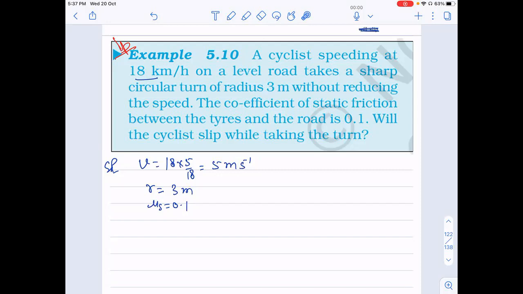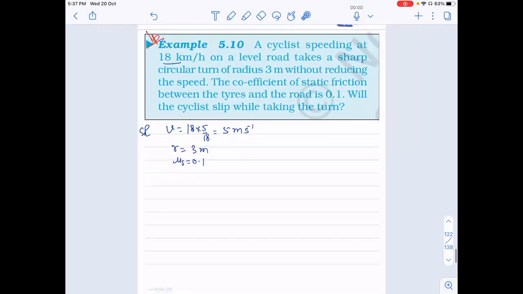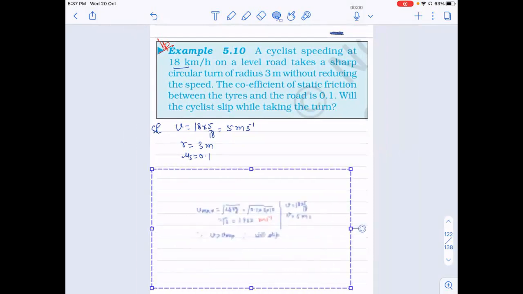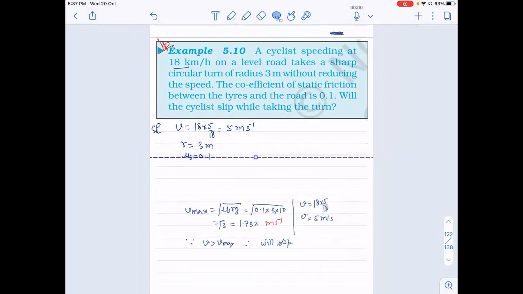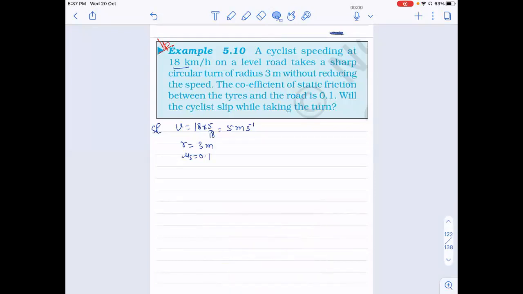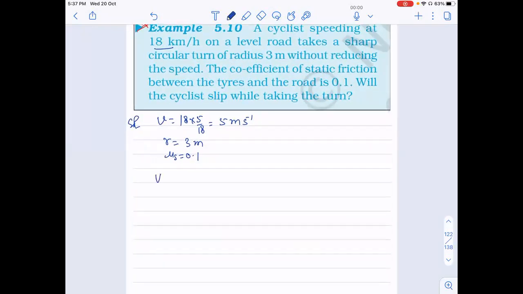How much is it coming? Tell me. g, take 9 or 10, you can take it as 10. Okay. How much is the maximum safe speed coming? v max is root of μ r g. μ is 0.1, r is 3, g is 10. √3. √3 means what? 1.732 meter per second.